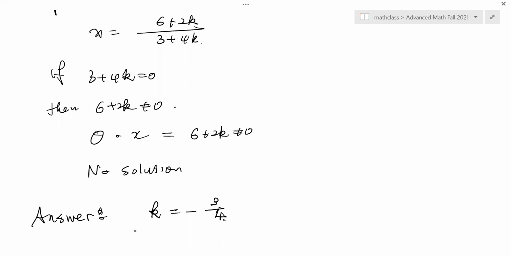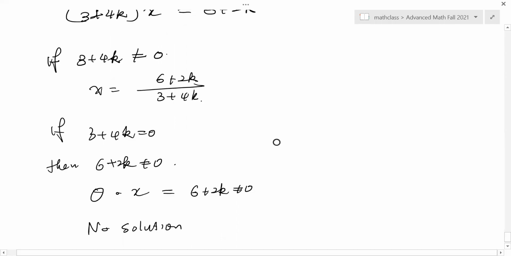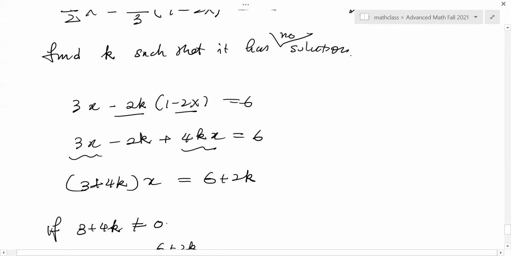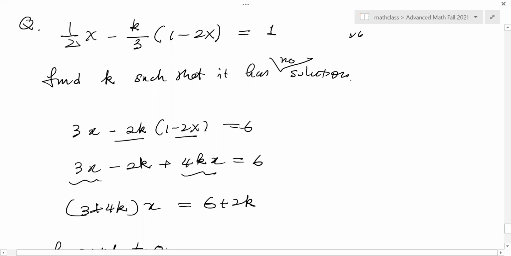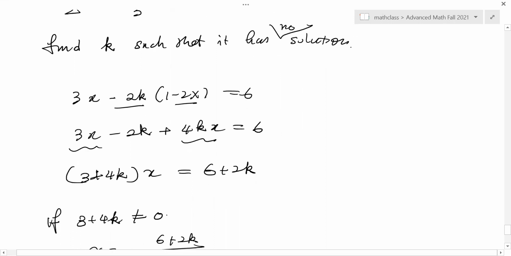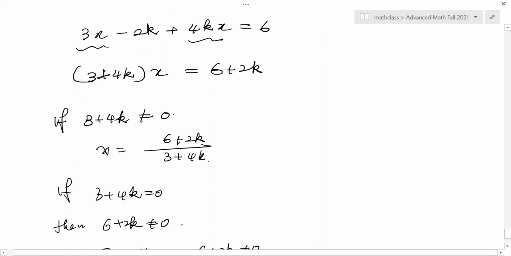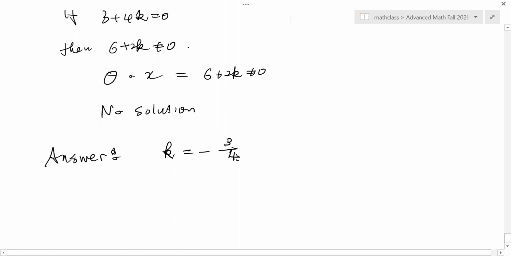The idea is clear, right? So we go back to see if we have made mistakes. I don't think so. I multiplied 6 on both sides to get rid of fractions. I get 3x minus 2k. Then I multiply this out, 2k times 2, 4k, it's positive. So that's it. This is all about linear equations, where we have to study the case when it has no solution.